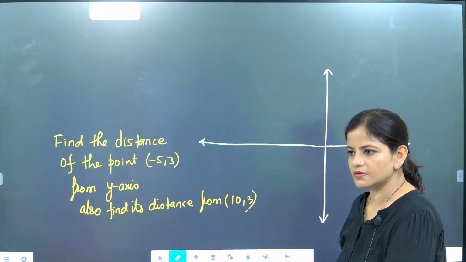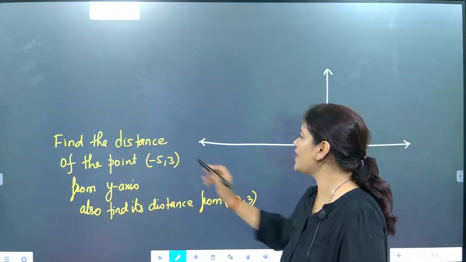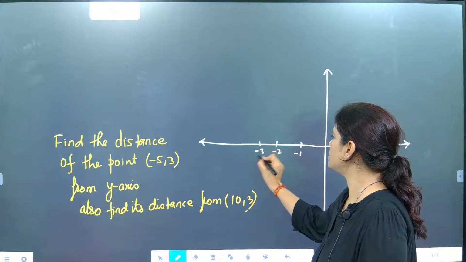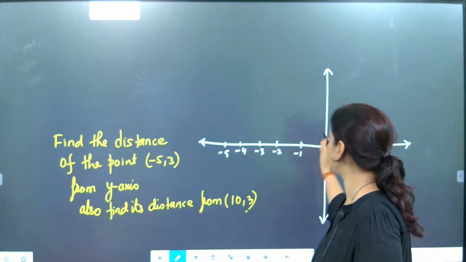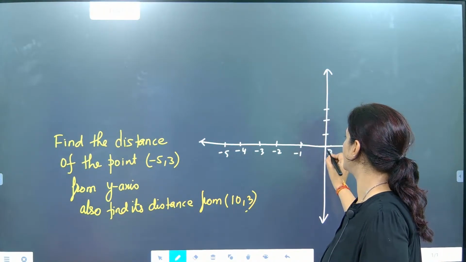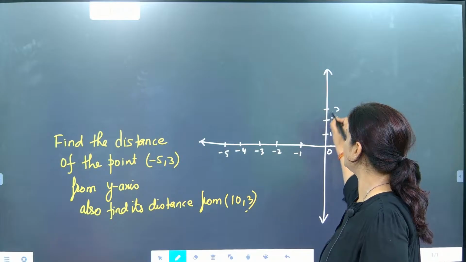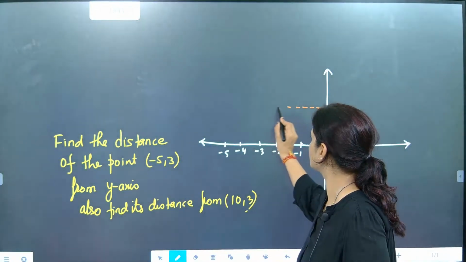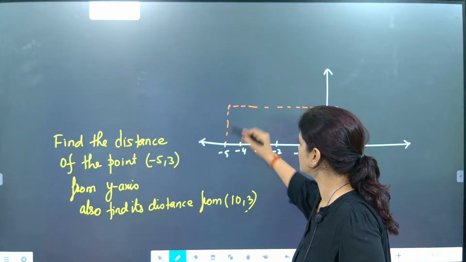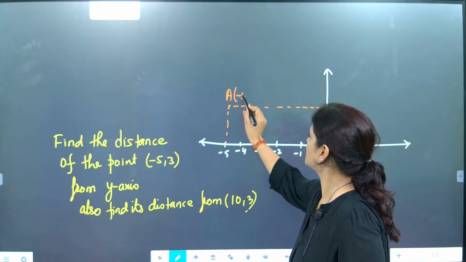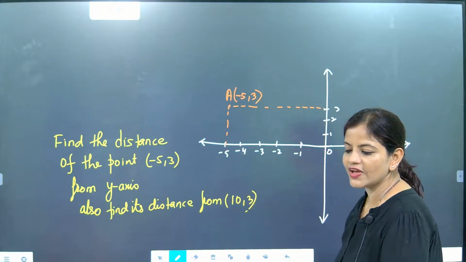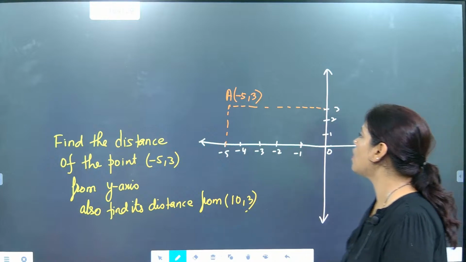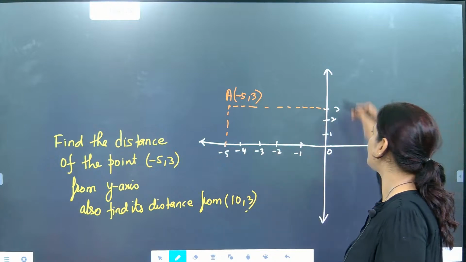Can you draw this? So minus 5, 3 first, beta. Here 1, minus 1, minus 2, minus 3, minus 4 and minus 5. And here 1, 2, 3. So we are locating the point as minus 5 comma 3. Minus 5 comma 3. Now beta, what is the distance of minus 5 comma 3 from the y axis?